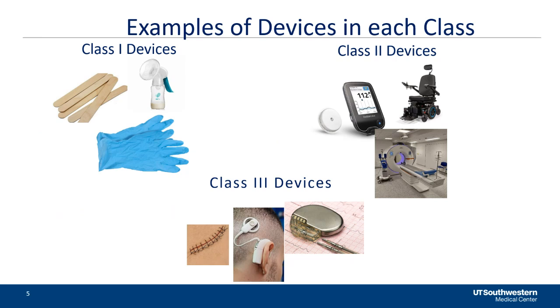So this slide is meant to provide you with some examples of devices that fall into the different regulatory classes of devices. Believe it or not, a tongue depressor is a medical device. So are latex gloves and breast pumps. These are examples of Class 1 devices. Mechanical-driven wheelchairs, certain blood glucose monitors, and MRI machines are examples of Class 2 devices.